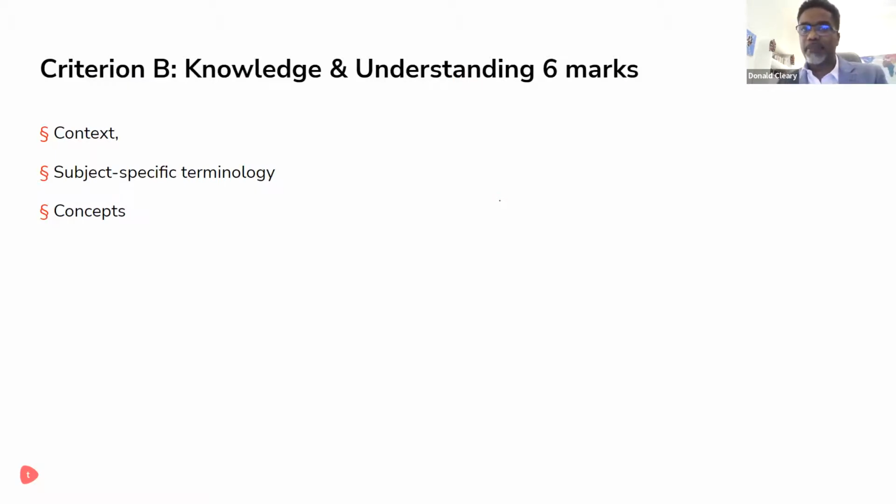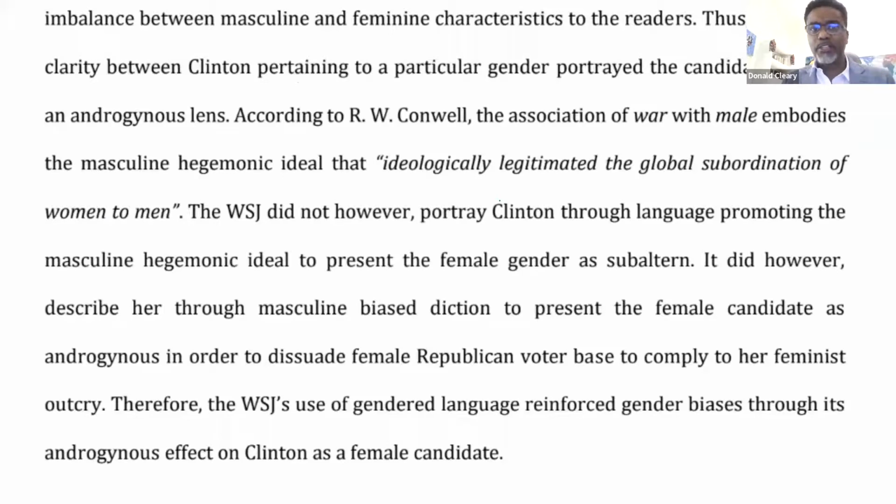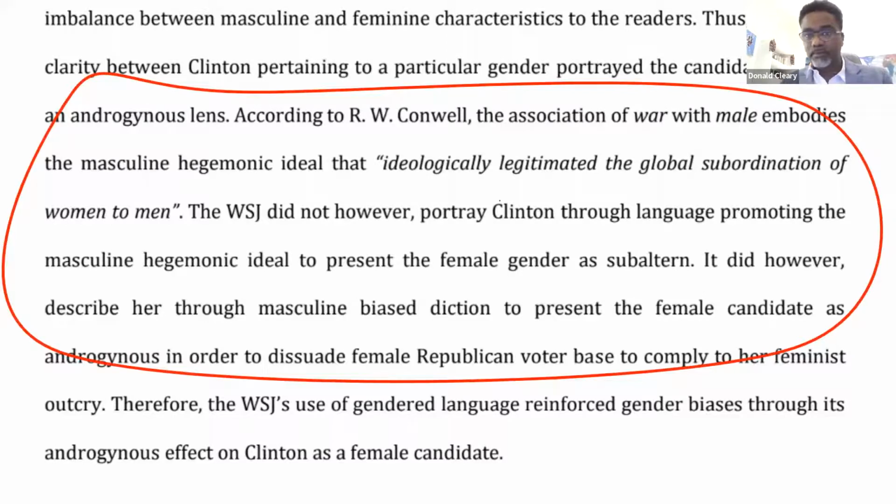Criterion B, knowledge and understanding, that I mentioned. I think the biggest part of criterion B is the secondary sources that the student uses. So the student has to use subject-specific terminology, and has to discuss concepts related to the argument they're making. If you look on screen here, let me give you an idea of what I recommend at least. In this one, the student has woven into the discussion the ideas of R.W. Connell. I've put a circle around the part that I think strengthens the knowledge and understanding the student is trying to communicate about their understanding of gendered language.